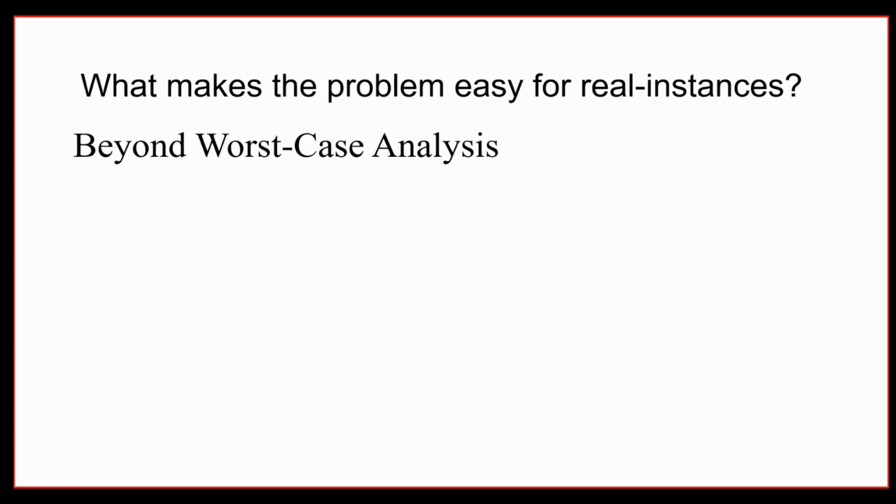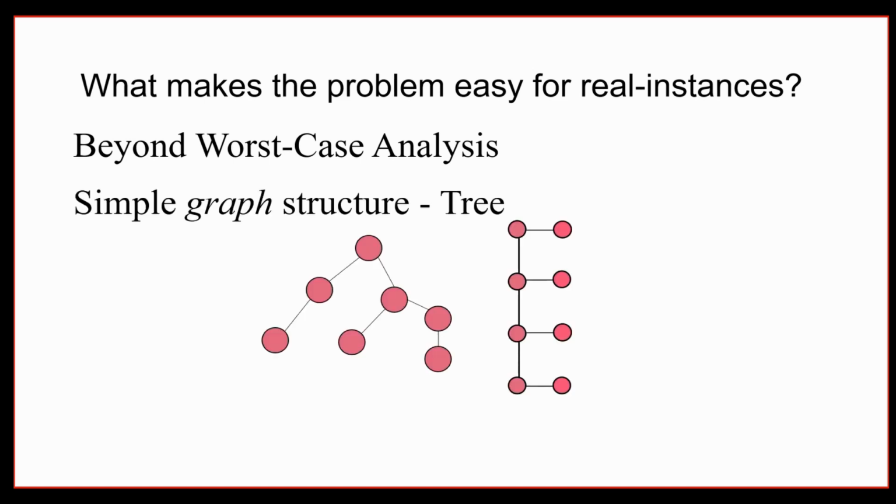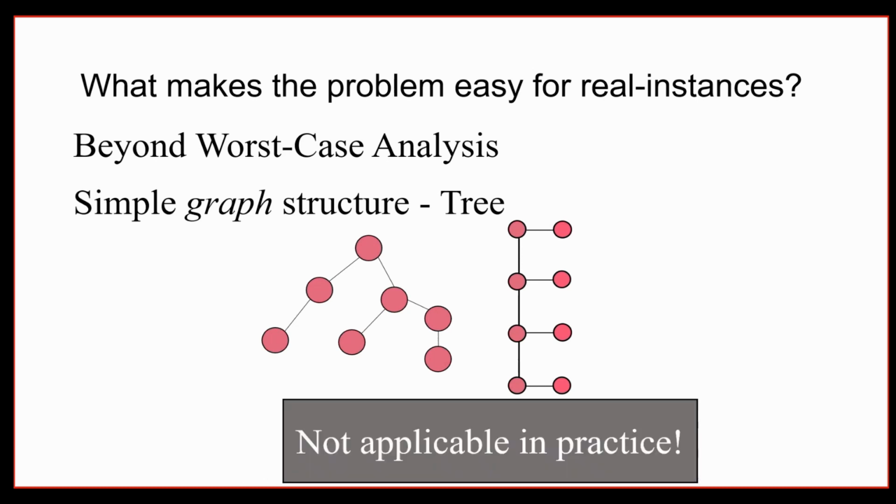So we want to go beyond worst case analysis. For example, one way you could go about it is if you're assuming that the underlying graph has some special structure like a tree, then you know that you can solve it exactly. Although this is a nice result, it's not applicable in practice, because if you saw that grid graph, it has cycles. So this is not applicable.